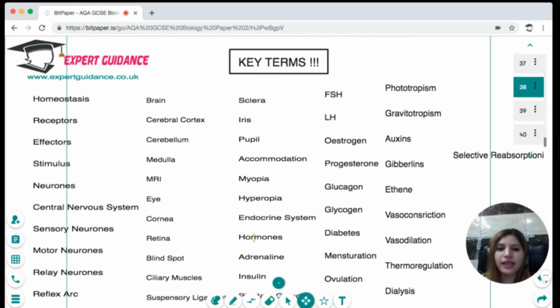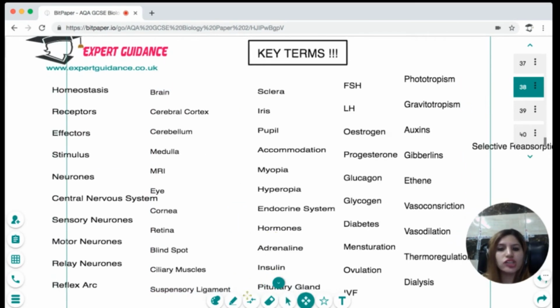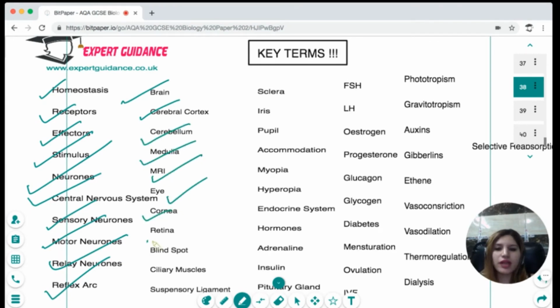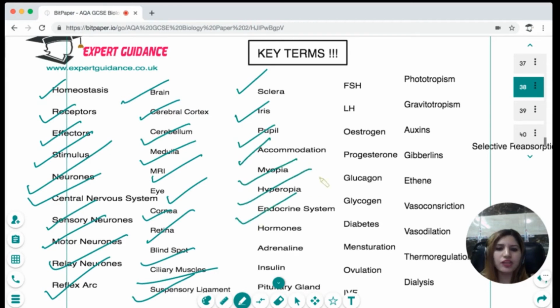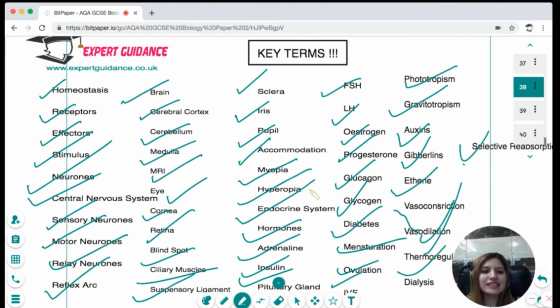Okay, so I hope this long topic with a lot of key terms is crystal clear to you. Now let us see what key terms you should know. You need to write about all these key terms: pause the video, write about these key terms and come back. So you should know homeostasis, receptors, effectors, stimulus, neurons, central nervous system, sensory neuron, motor neuron, relay neuron, reflex arc, brain, cerebral cortex, cerebellum, medulla, MRI, eye, cornea, retina, blind spot, ciliary muscle, suspensory ligaments, sclera, iris, pupil, accommodation, myopia, hyperopia, endocrine system, hormone, adrenaline, insulin, pituitary gland, FSH, LH, estrogen, progesterone, glucagon, glycogen, diabetes, menstruation, ovulation, IVF, phototropism, gravitotropism, oxygen, gibberellin, ethene, vasoconstriction, vasodilation, thermoregulation, dialysis, and selective reabsorption.